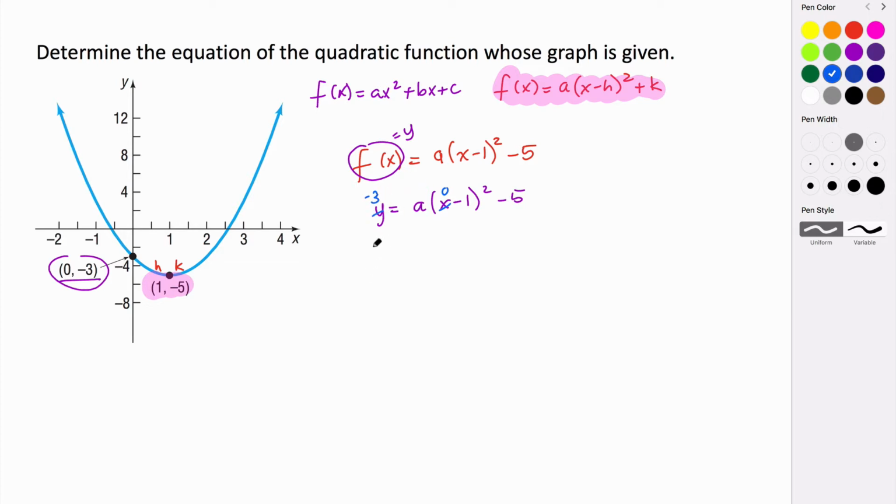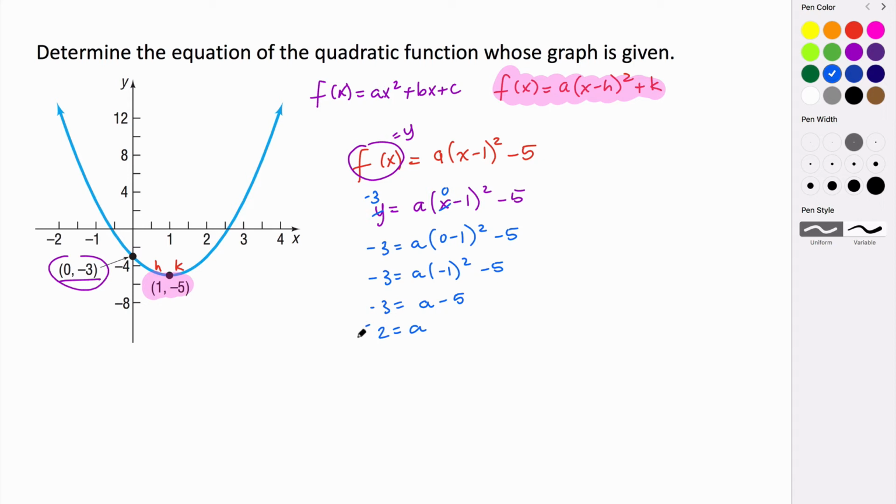So negative 3 equals a times the quantity 0 minus 1 squared minus 5. So let's evaluate this. 0 minus 1, that's negative 1, so negative 3 equals a times negative 1 squared minus 5. Negative 1 squared is just a positive 1, so negative 3 equals positive 1 times a, which is a, minus 5. So add 5 to the other side, and we get that a is equal to 2.